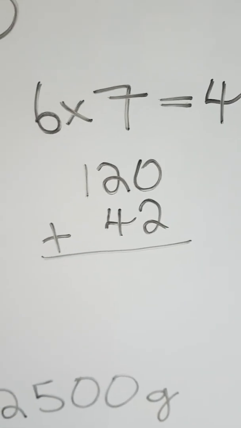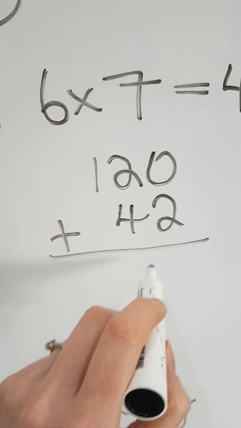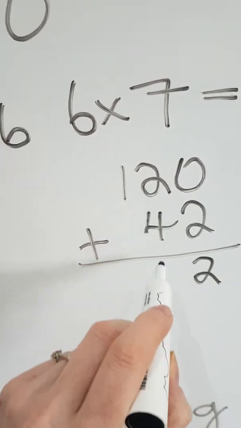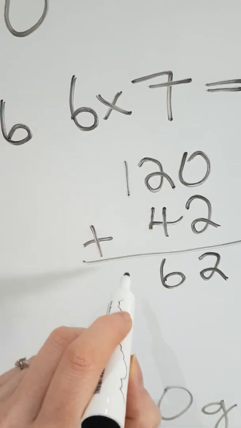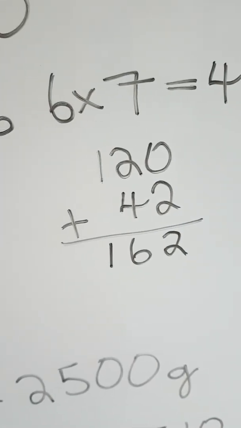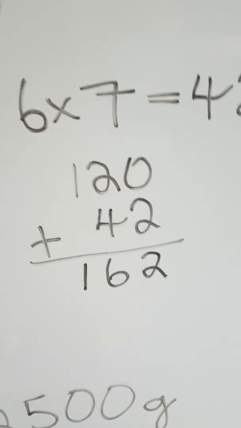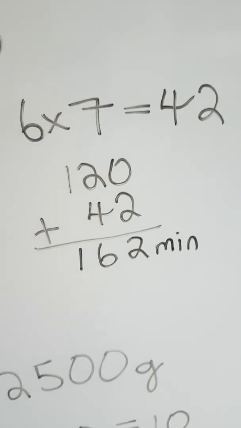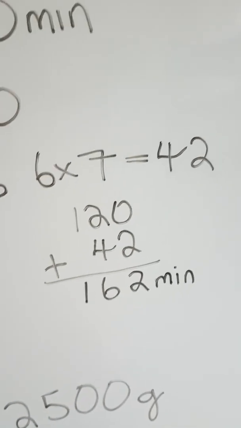Then we must add our 120 minutes to our 42 minutes, and we get 0 and 2 is 2, 2 and 4 is 6, and 1 and nothing is 162. We were asked for it in minutes, so we don't actually have to convert it to hours. So that's perfect, that's the answer, 162 minutes.